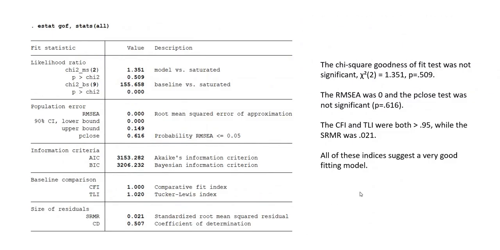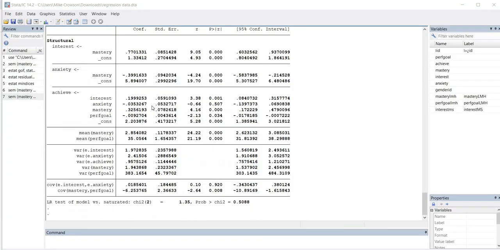So going back and requesting the goodness of fit information, the general overall model fit information, you can see that the likelihood ratio test, basically our chi-square goodness of fit test, is not significant, which suggests good model fit. RMSEA is 0, and the p-close test is not significant. Both of those suggest good model fit. The CFI and TLI are clearly above the 0.95 threshold that I was mentioning before, and SRMR is 0.021, so that's below 0.05. All of those suggest close model fit to the data.